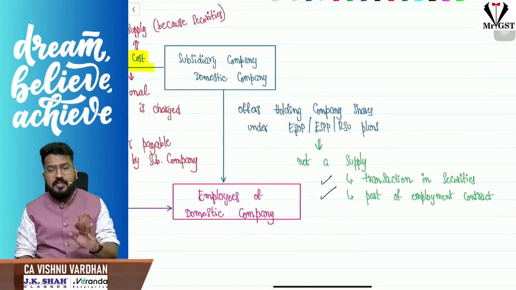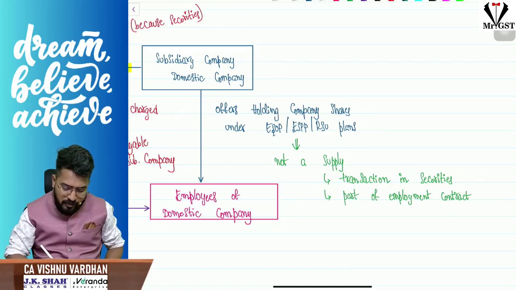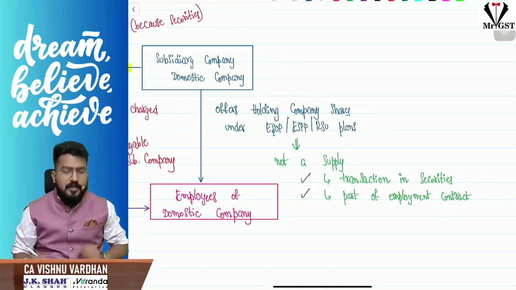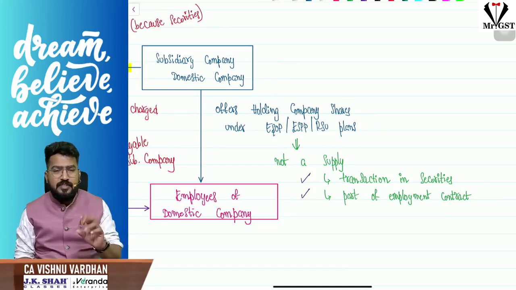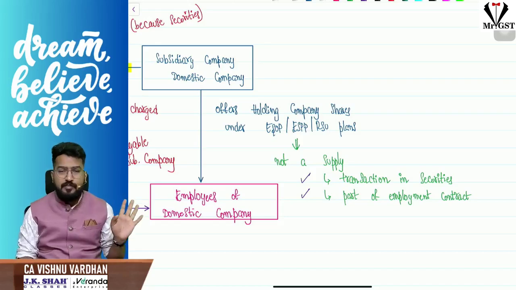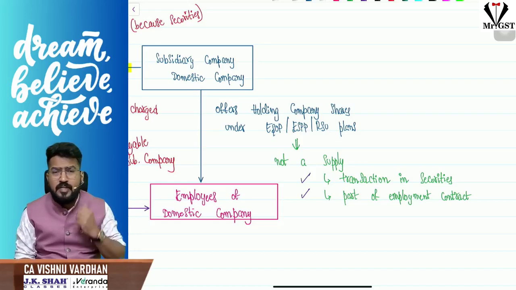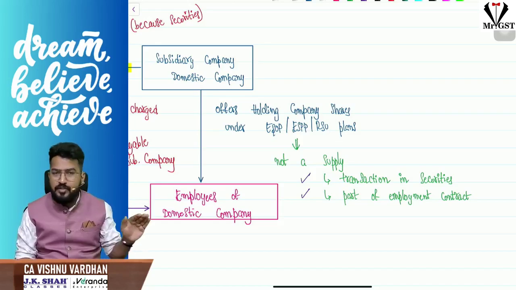So please understand, because it is a transaction in securities and it is part and parcel of the employment contract, it is not at all a supply. That means the subsidiary company giving shares to employees, shares of the holding company, that's a different story, but giving shares to employees is not a supply, because number one, it is a transaction in securities, and number two, they are providing this as part and parcel of their employment contract. So it is not a supply at all.